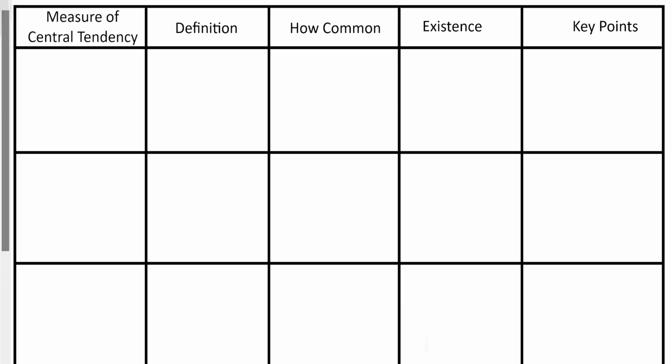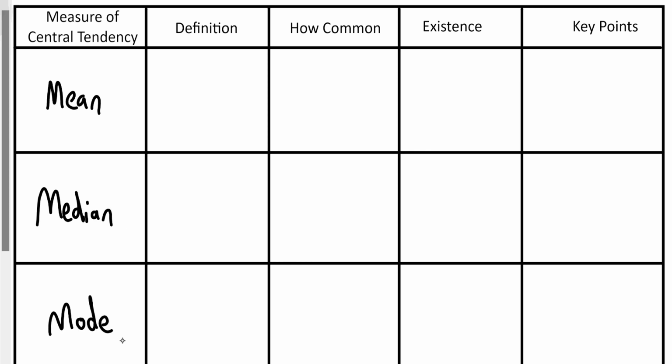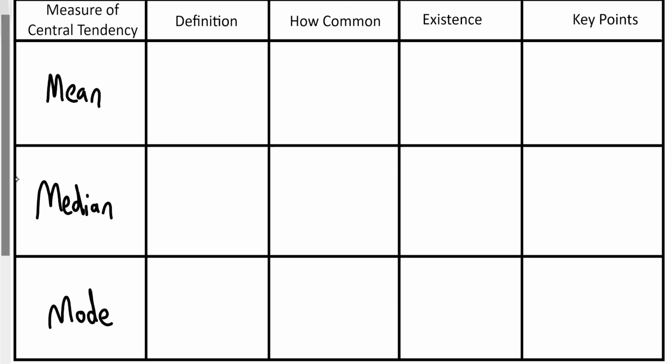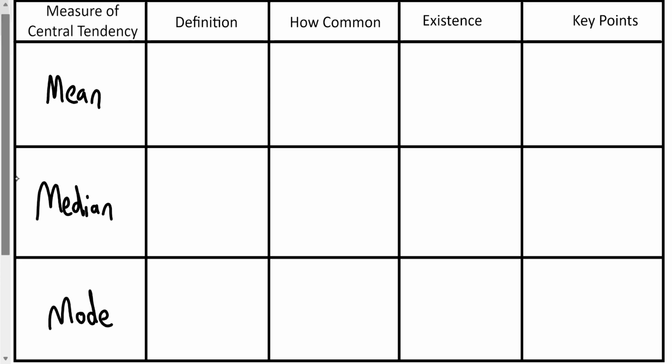I'd like you to take a section of your notebook, maybe half a page, and make a little chart like this, where we're going to talk about each of those three: mean, median, and mode, and really dive into each of them. I'm going to give you a definition, how common they are, like if they always exist, and then some key points. So let's start with the mean.